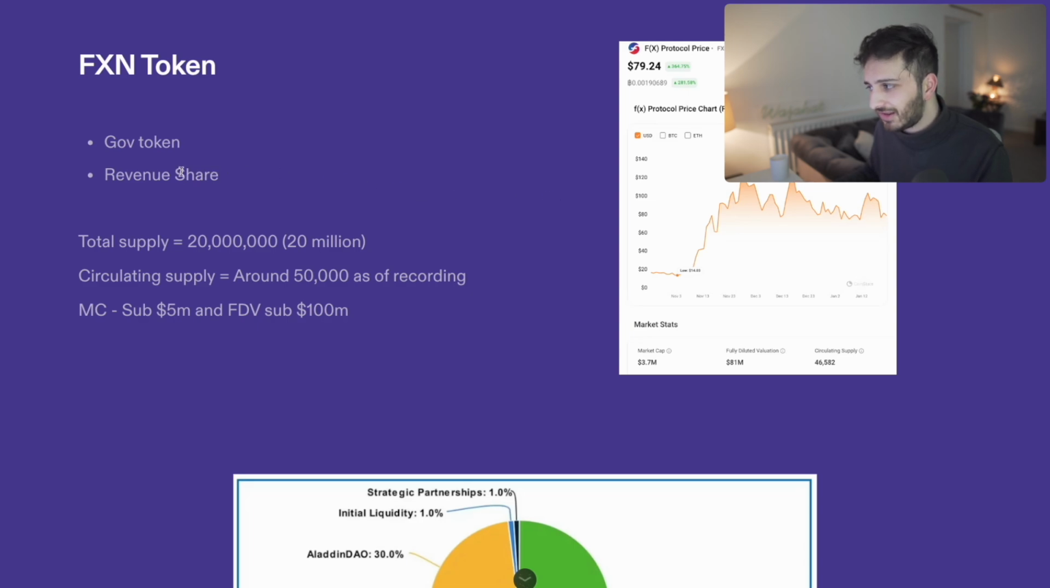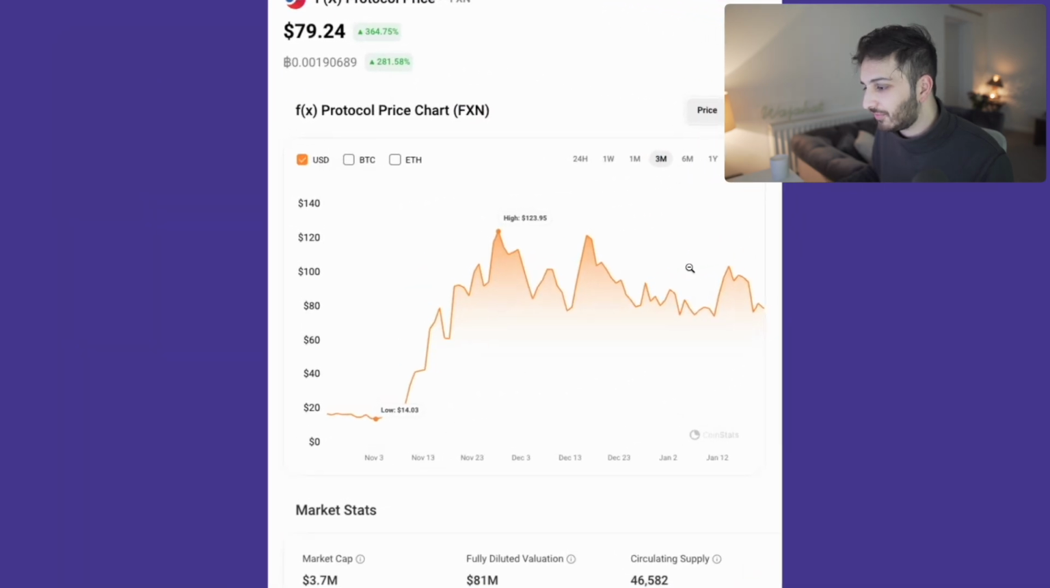Let's talk about the FXN token. It is the governance token for the protocol and also has revenue share. Those are the two functions of FXN. We'll talk about how that works in a little bit more detail. There's a total supply of around 20 million with a circulating of only around 50,000 tokens. So ultimately that means we've got quite a low market cap and still fairly low FDV as well, of less than 100 million.